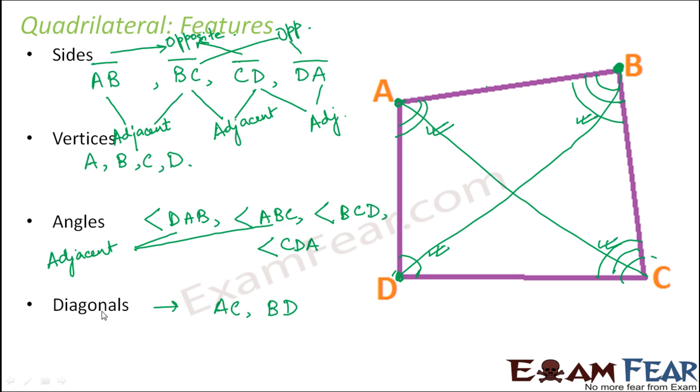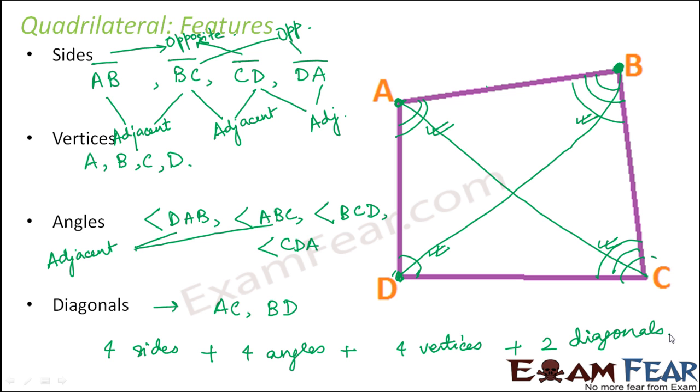So overall, any quadrilateral will have 4 sides, 4 angles, 4 vertices, and 2 diagonals. So this would constitute any quadrilateral. Now, as I have mentioned before, in quadrilaterals we also have many types, basically depending on whether the sides are equal or not, whether their angles are equal or not, whether opposite sides are equal or not. Depending on all those criteria, we decide the various types of quadrilateral which you will study in your higher classes. But for now, you should know these basic features of a quadrilateral.